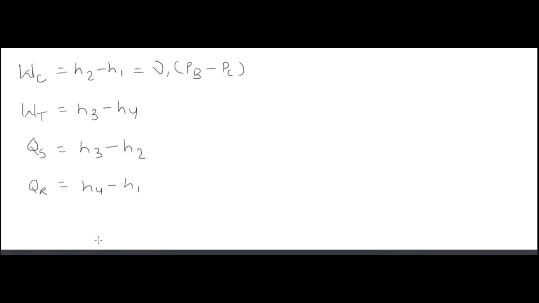Now we will find work done in compression, work done in expansion, then heat supplied and heat rejected. Now work done in compressor is equal to H2 minus H1, because from 1 to 2 compression has happened and enthalpy has increased, so H2 is greater than H1. We will get a positive value here. All the enthalpy differences that we will calculate will always be positive values.